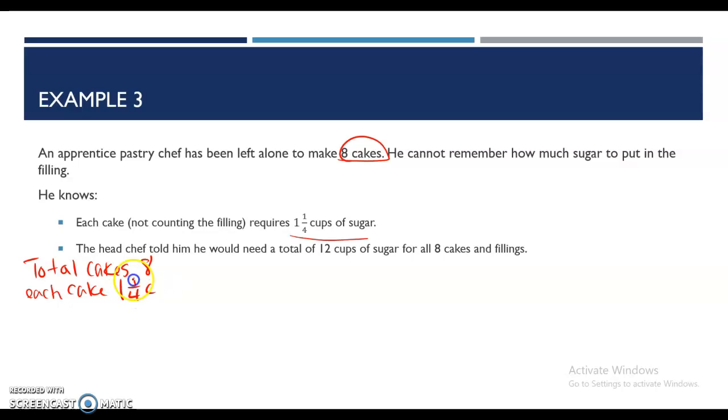Now here's the thing. 1 1/4 cup is not easy to work with in an equation, so we're going to make it into an improper fraction. So we're going to do 4 times 1, which is 4, plus 1 is 5. So we now have 5/4 cups, because those are the same. But this one's going to be easier to work with in our equation. We know we need a total of 12 cups of sugar.